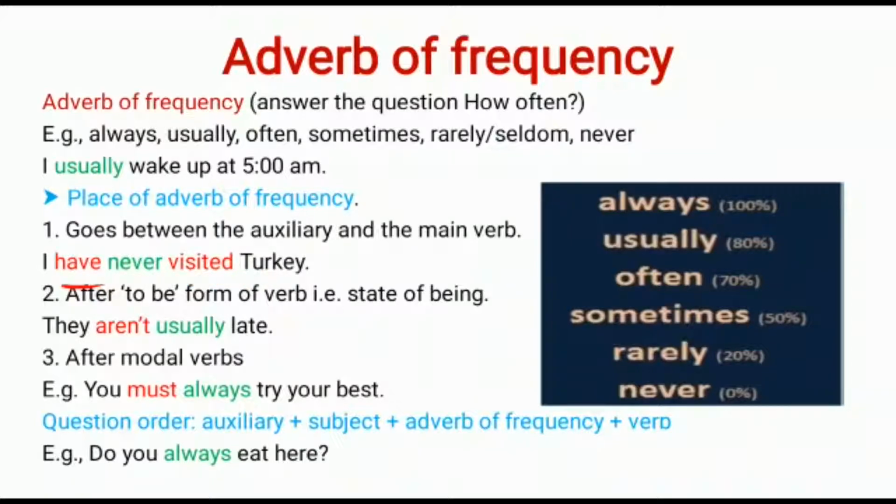Now, if we have a to be form of verb, that is a state of being, then the adverb is placed after it. As you can see in the example, they aren't usually late. Here, aren't is our to be form of verb, and that is why we have placed our adverb of frequency after our to be form of verb, aren't. Now, what are to be forms of verbs? I had already explained this in my previous video, Basics of English Grammar. So watch it for understanding to be forms of verbs.